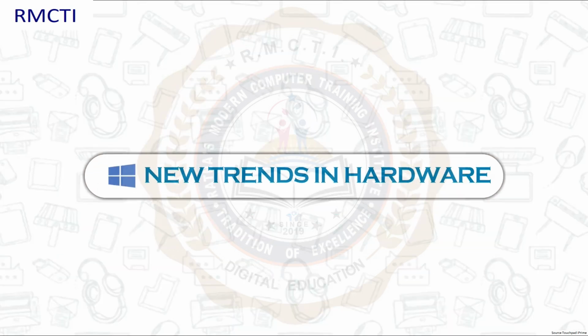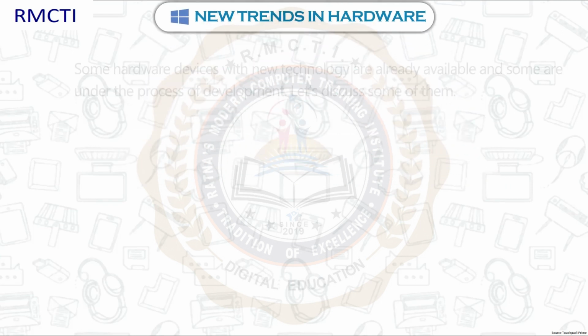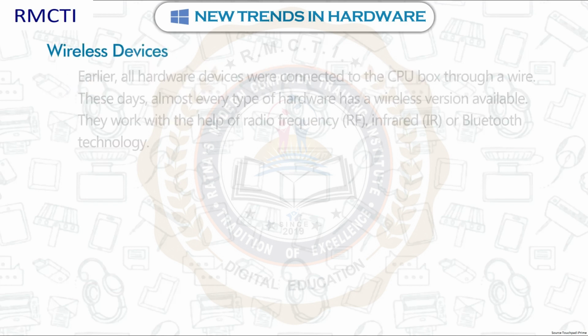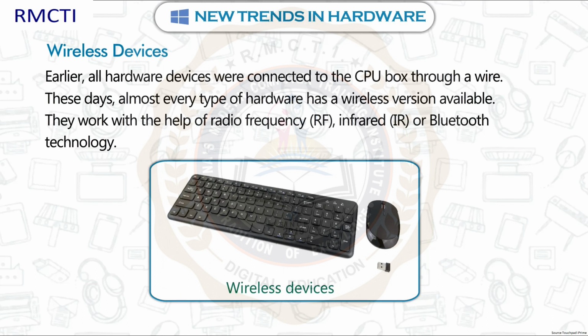New trends in hardware. Some hardware devices with new technology are already available and some are under the process of development. Let's discuss some of them. Wireless devices. Earlier, all hardware devices were connected to the CPU box through a wire. These days, almost every type of hardware has a wireless version available. They work with the help of radio frequency, RF, infrared, IR, or Bluetooth technology.